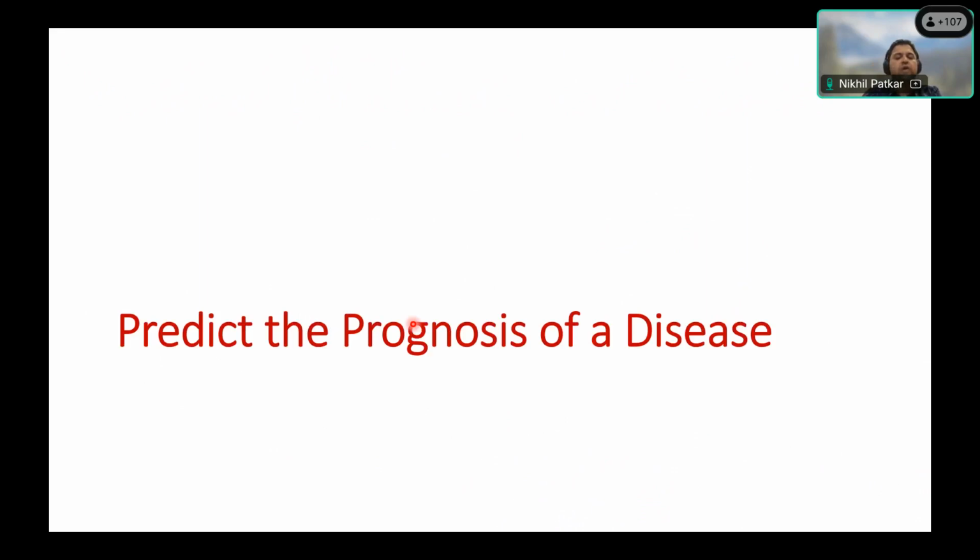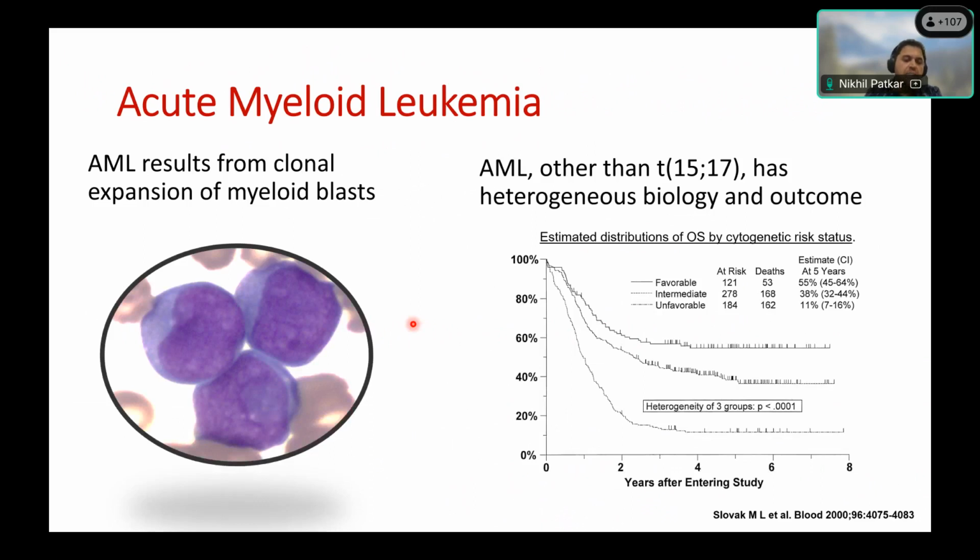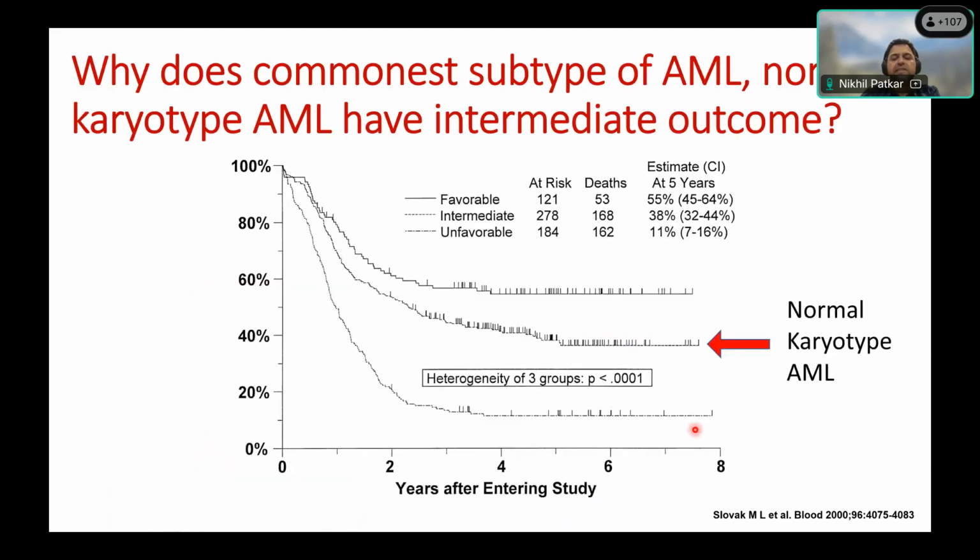Now, the next use of molecular diagnostics in hemato-oncology is to predict prognosis of disease, and this cannot be shown better than by discussing acute myeloid leukemia. So, AML is a disease which results from clonal expansion of myeloid blasts. In AML, other than 15;17, the disease outcomes are very heterogeneous, and earlier it was thought to be because of different cytogenetic abnormalities, wherein patients with favorable cytogenetics had good outcome and patients with unfavorable cytogenetics had poorer outcome. So why does a patient with normal cytogenetics have poor outcome, or intermediate outcome?